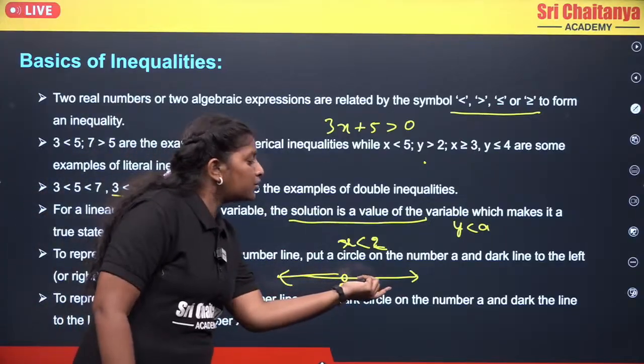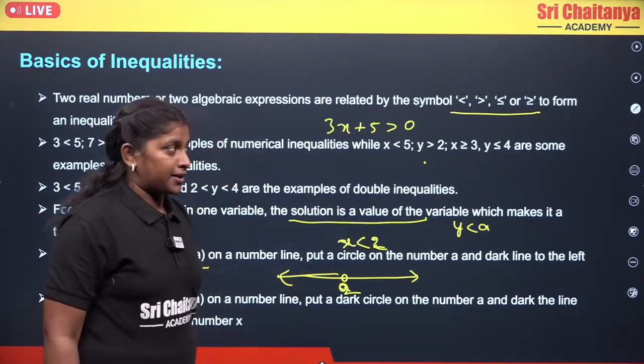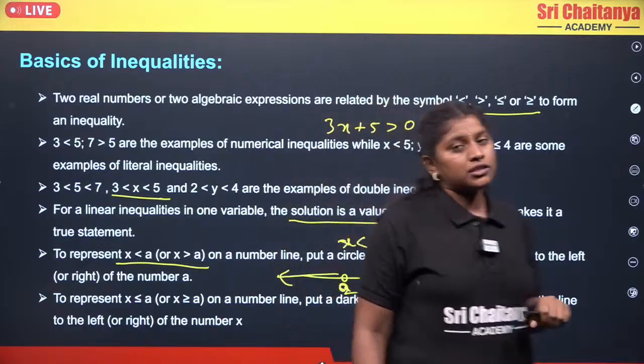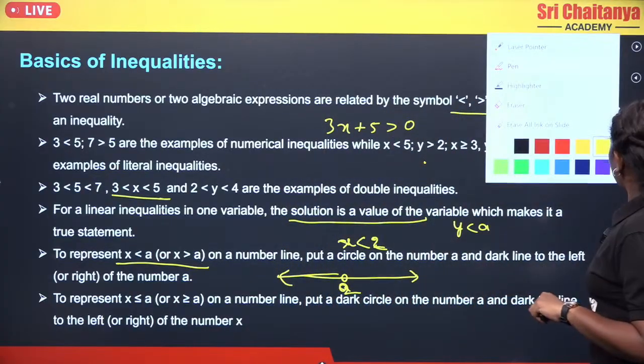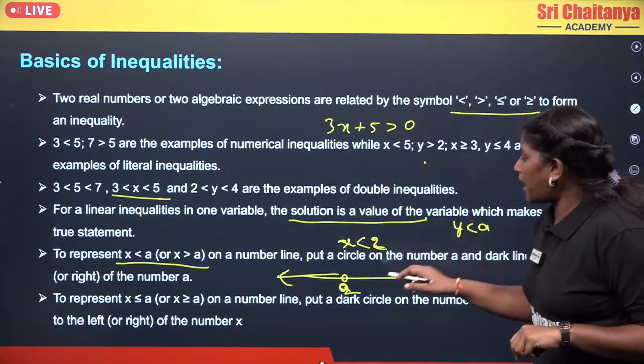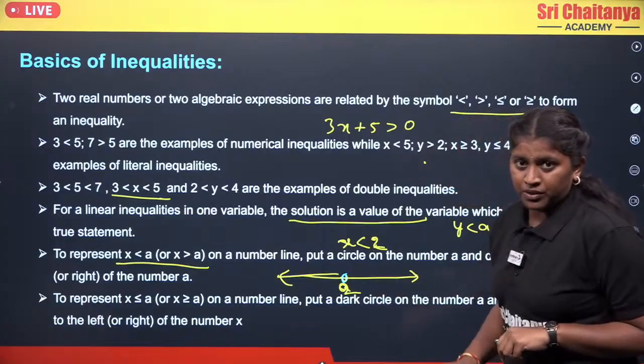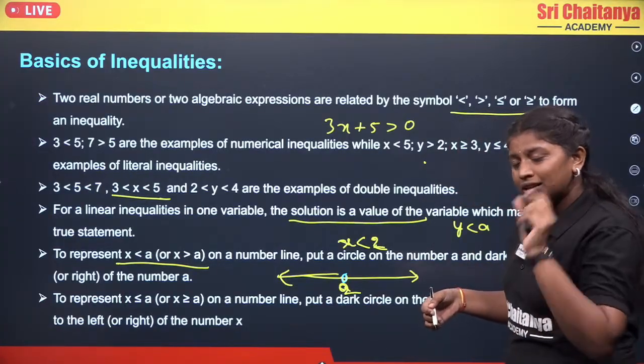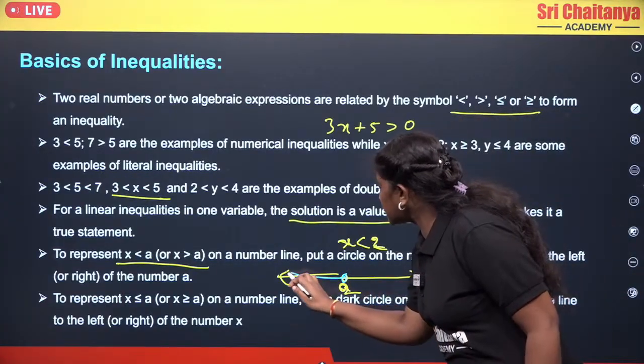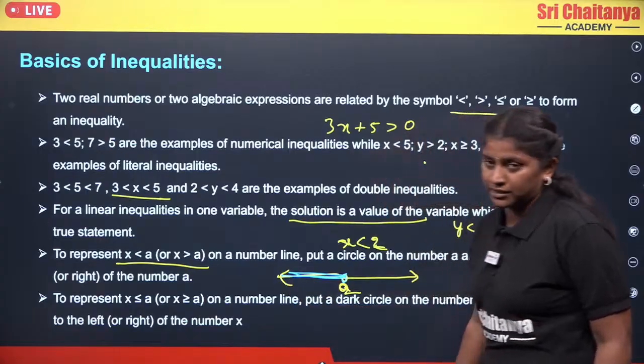So this is how we are going to represent it on the number line. And how can we represent the portion? If you look here, I have marked the end point, which is 2. Then how can we represent the area that is required? It means it is less than, so we are just going to highlight that part.